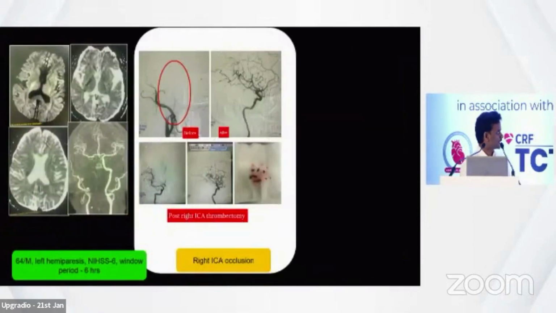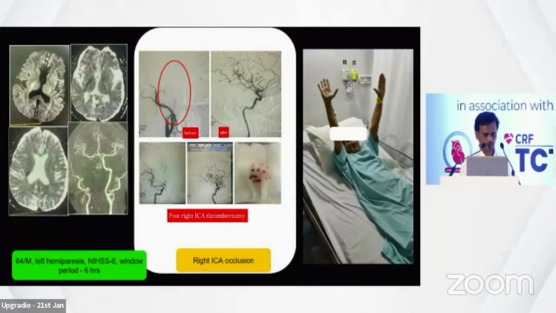Another case: complete right ICA occlusion, but cross flow is there. The ICA is missing, but he was having recurrent TIA. We recanalized without any distal emboli. Here the problem is, while we are venturing into recanalization, you should not cause any distal embolization, pushing the clot into the normal circulation distally. So you have to be very careful with your technique. And these are the clots that were taken out from the patient.